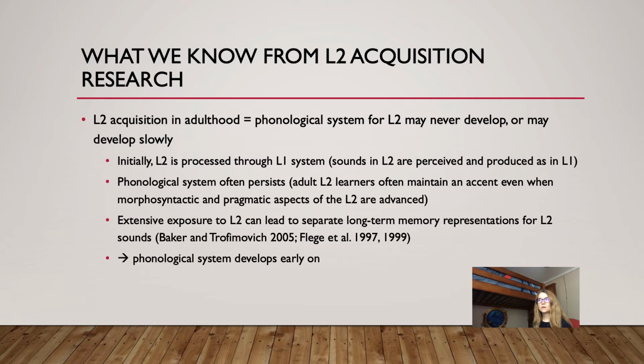So what we know so far from L2 research, because a lot more research had been done on second language acquisition before working with heritage language. So second language acquisition, remember, is learning a language basically as an adult or young adult, as a second language. You've never been exposed to it before until you start taking it in school, for example. So what we know from second language acquisition in adulthood is that the phonological system may never actually fully develop, or it develops very slowly.